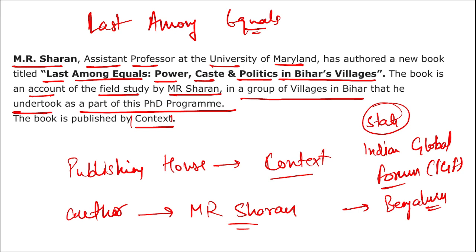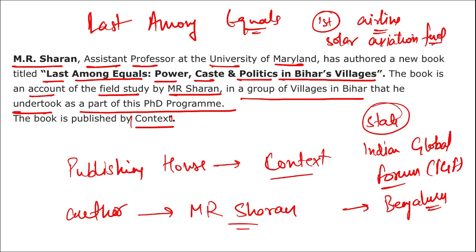Apart from this, if I ask you, which is the first airline to use solar aviation fuel? First airline to use the solar aviation fuel. It will be your Swiss airline. Mark this. Swiss airline became the first airline to use the solar aviation fuel.